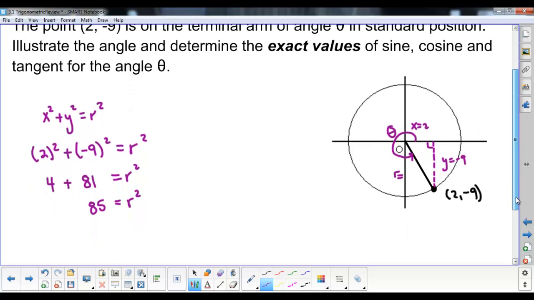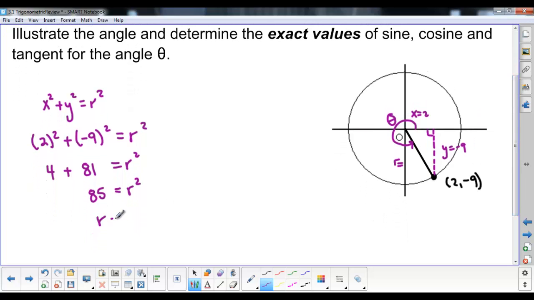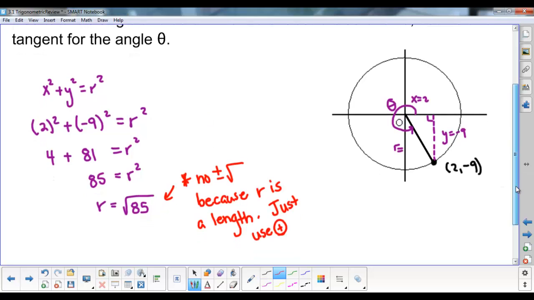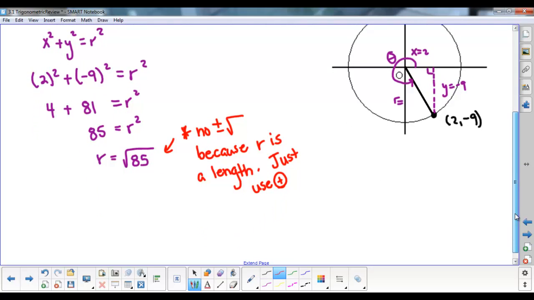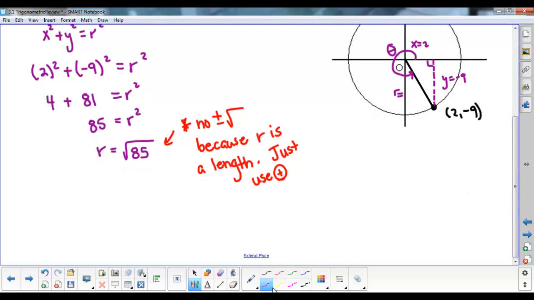And then finally, r equals, now normally when you take the square root of both sides I would do plus or minus, but because I know r always has to be positive because r represents the length of this line, I'm just going to do the positive square root of 85 and we'll leave it exact. So now that we know that r is the square root of 85, we can go ahead and create those ratios for sine, cosine, and tan.